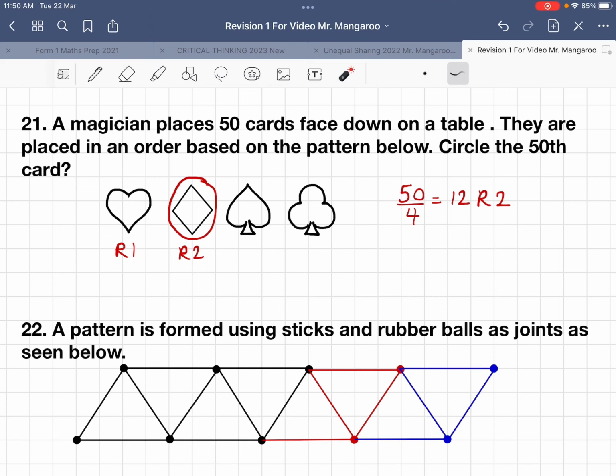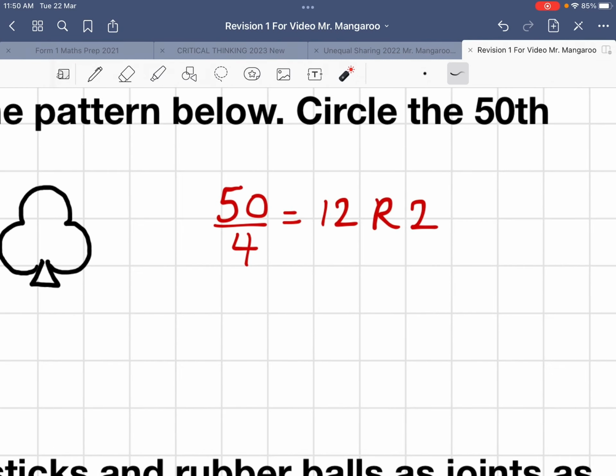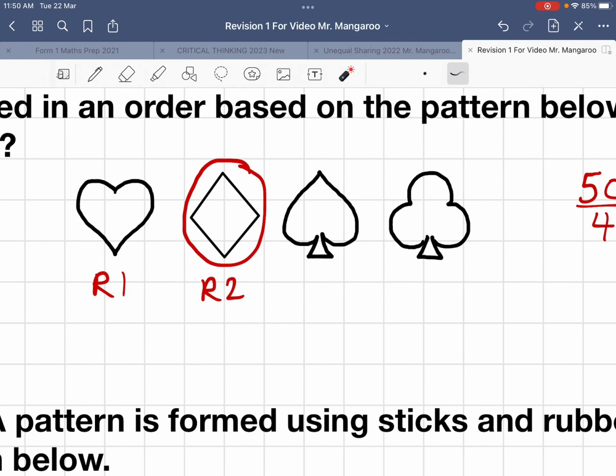Instead, what we can do is count how many shapes are in the core pattern, which we can see is 4, and divide the nth term, which is the 50th term, by 4. So 4 into 50 is 12, because 4 times 12 is 48, and we get a remainder of 2. And what is important is the remainder. The remainder is key. So we come from the start and we say 1, 2. And this is the 50th card.